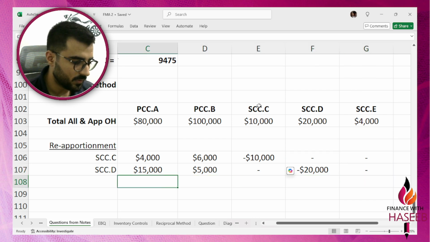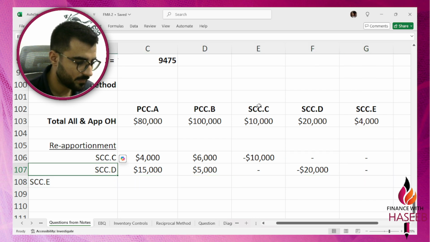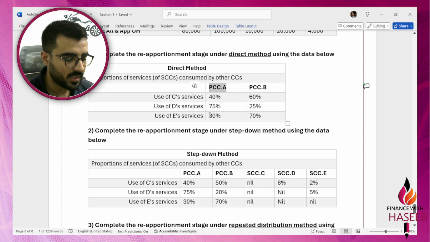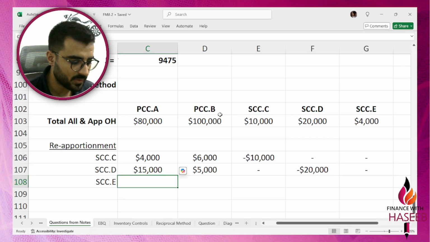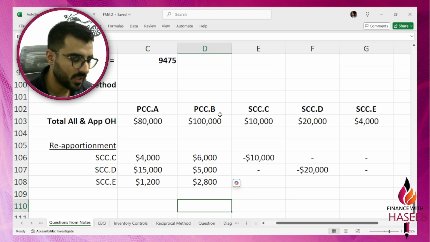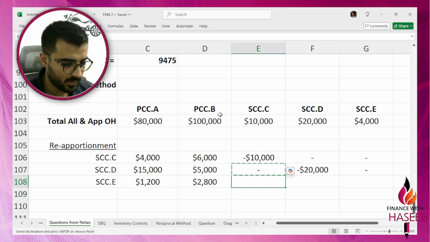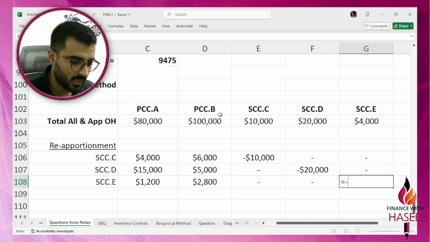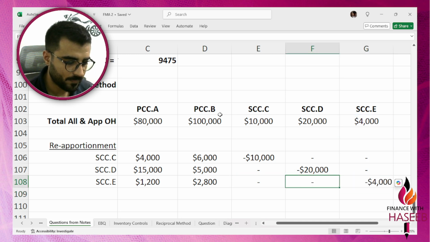So service cost center E. What are the percentages? 30% is used by production cost center A, so 4,000 multiplied by 30%, and the remaining 70% is sent to production cost center B. Now let's write the negative figures, so minus 4,000.